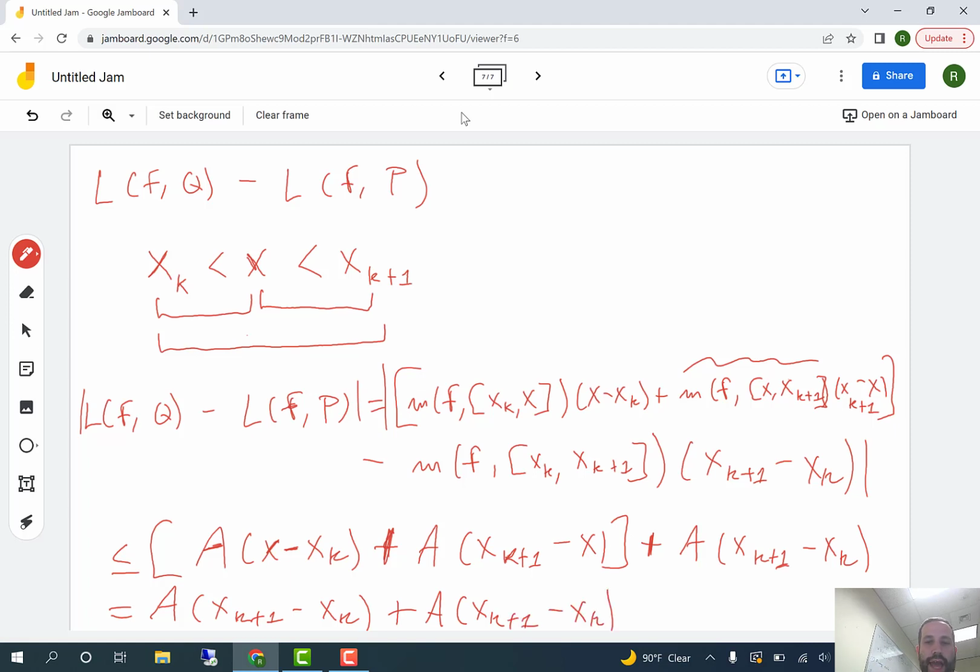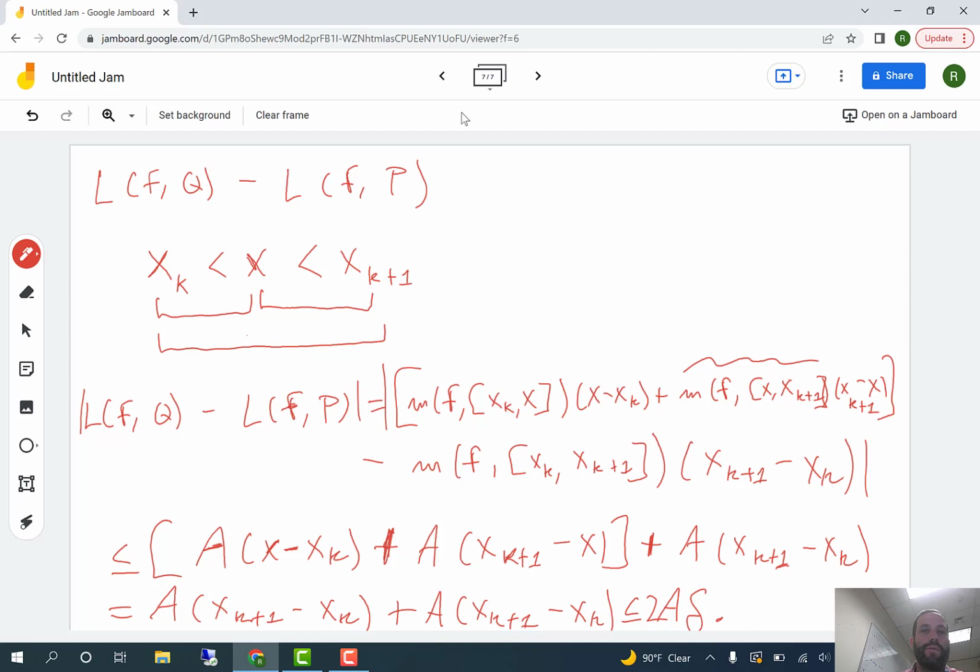I can factor out an A again there, and then I'm just going to get 2A. So this is just the same term, right? So it's 2A times x_{k+1} minus x_k, but x_{k+1} minus x_k has to be less than or equal to delta, because x_k and x_{k+1} are both in the partition P, and so that's going to be less than or equal to delta. And that's exactly what I wanted to prove.